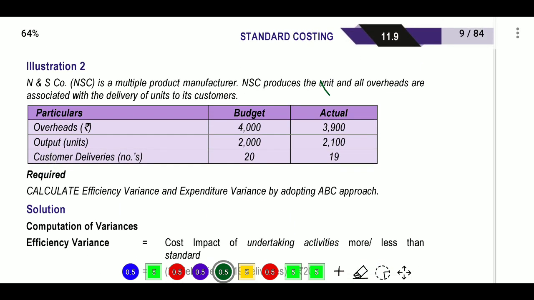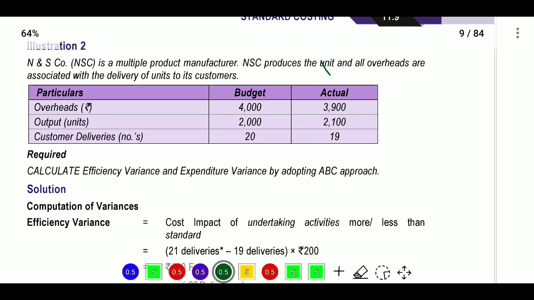In illustration number 2, NSC is a multiple product manufacturer. NSC produces units, and all overheads are associated with the delivery of units to its customers. Next, particulars: budget and actual. Overheads budget was 4000, actual was 3900. Output budget was 2000, actual output was 2100. Customer deliveries budget was 20 and actual was 19.